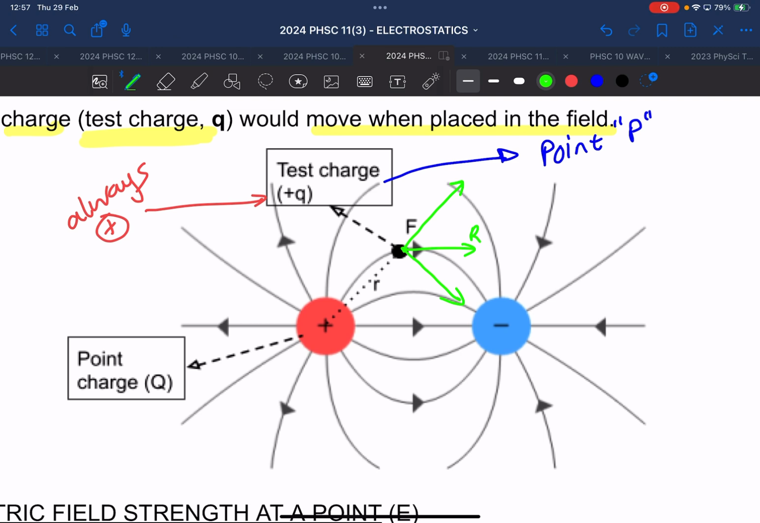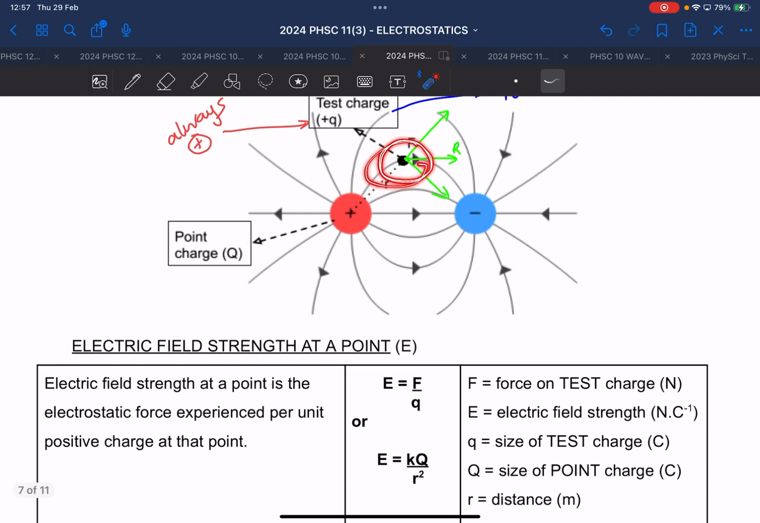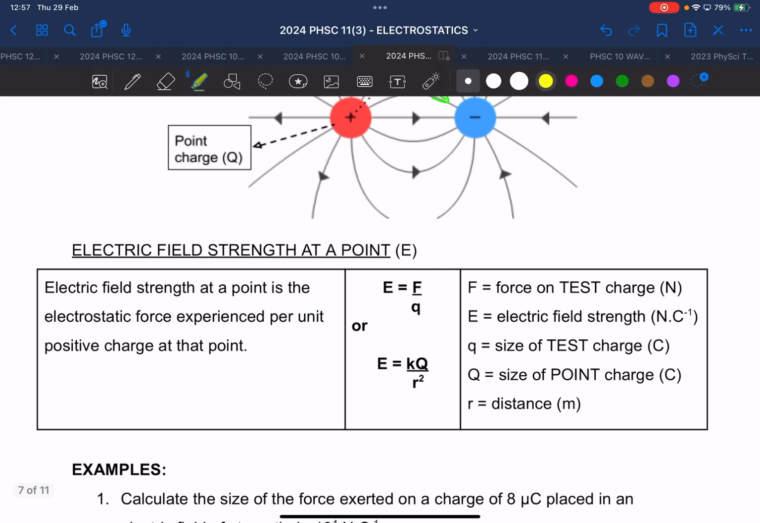That is why that arrow goes in that direction for that point. Yes? Okay. Now we want to know the strength of that field. Is it very strong there? Is it not that strong? Okay, so here is the definition for electric field strength at a point.